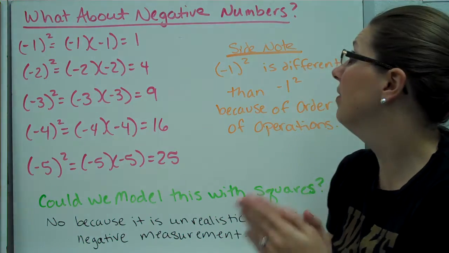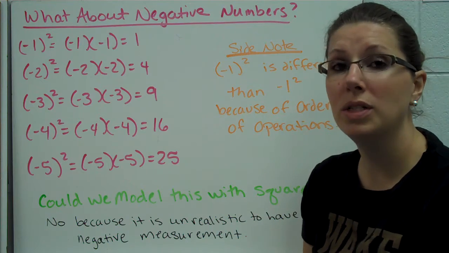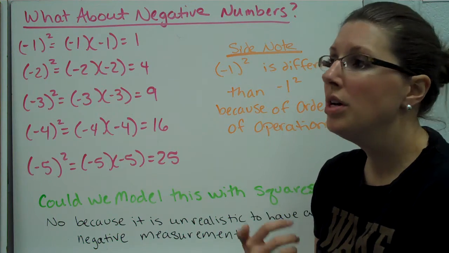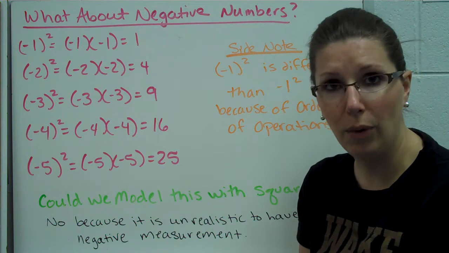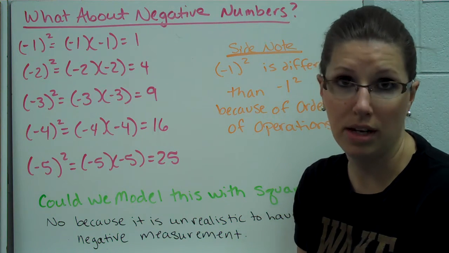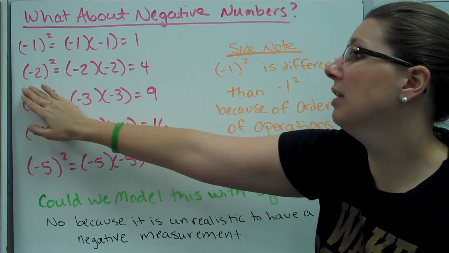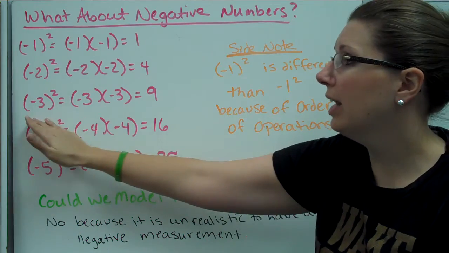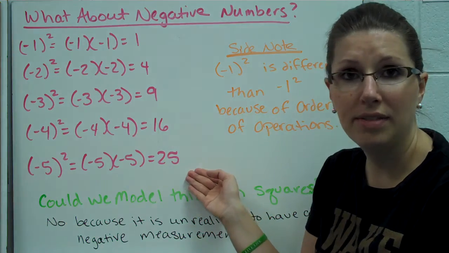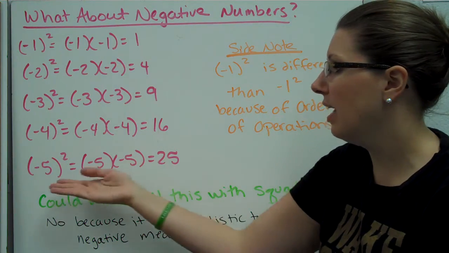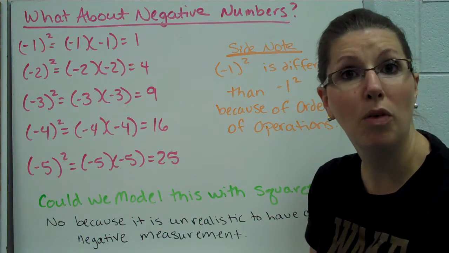Okay, what about negative numbers? Negative numbers, when we square them, we're multiplying that number times itself. So in the case of negative 1 squared, that's negative 1 times negative 1. A negative times a negative is a positive. So negative 1 squared is 1. Negative 2 squared is 4. Negative 3 squared is 9. So the product of a negative times a negative is a positive. So these numbers end up being the same product as the ones we saw before.